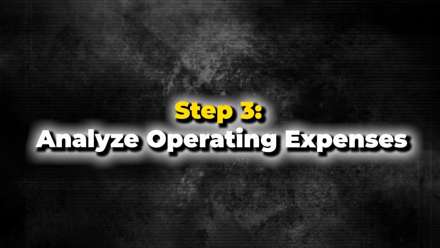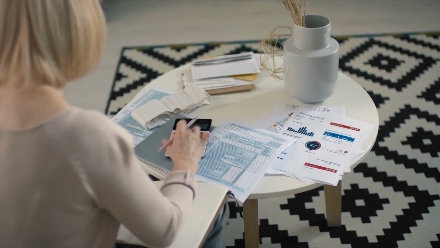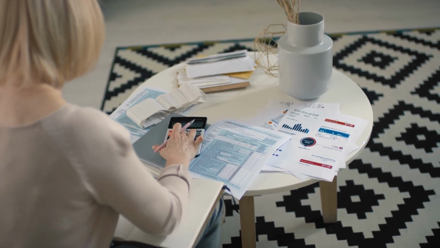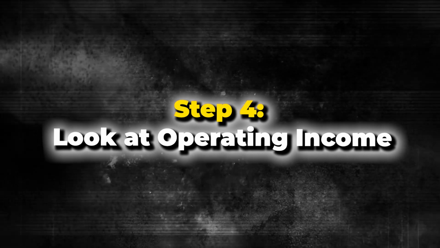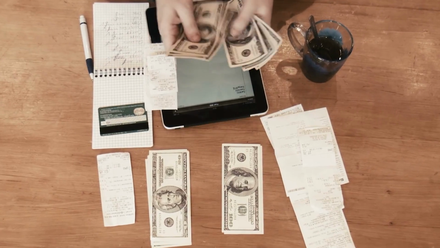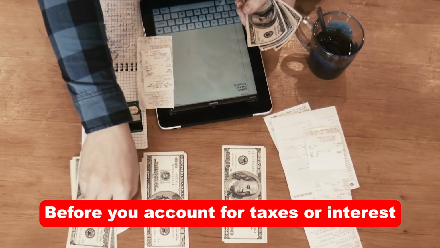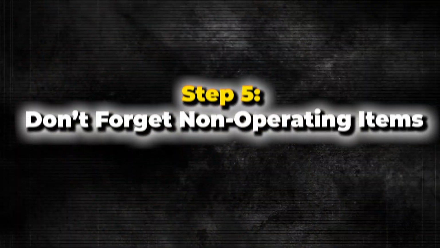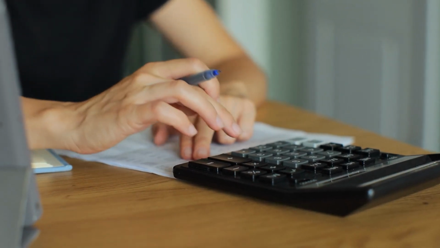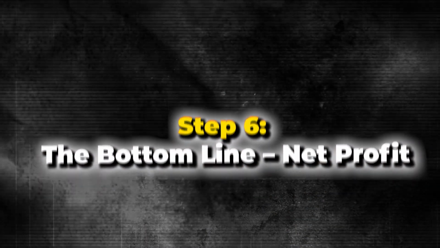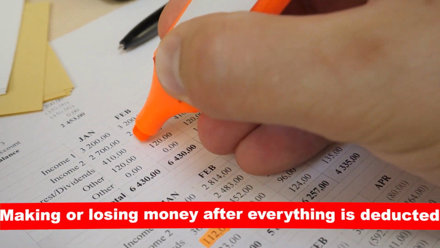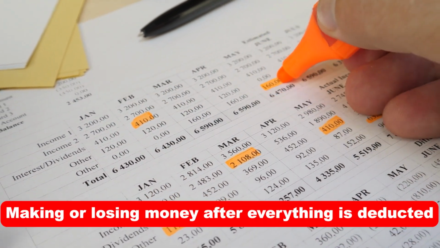Step 3. Analyze operating expenses. Then, review your operating expenses. These are the costs of running your business, and managing these efficiently is crucial to maintaining profitability. Step 4. Look at operating income. This shows the profit your business generates from its core operations before you account for taxes or interest. Step 5. Don't forget non-operating items. These include non-core activities like interest income or expense. Step 6. The bottom line, net profit. Finally, the net profit tells you if you're making or losing money after everything is deducted.